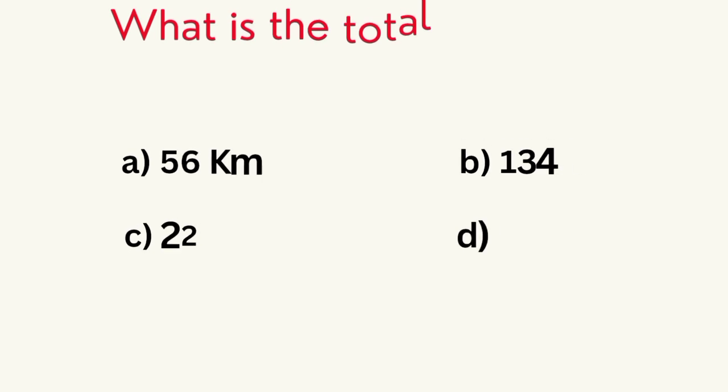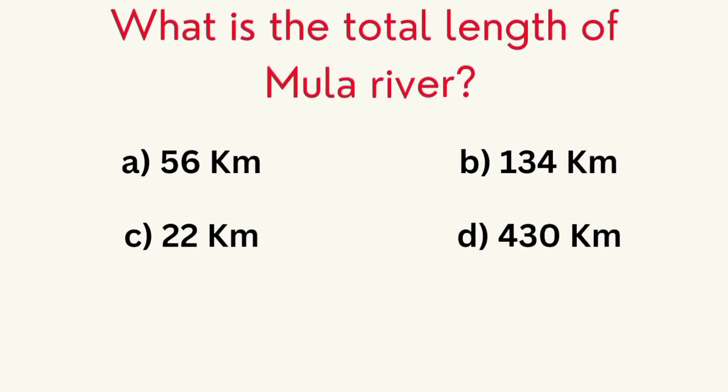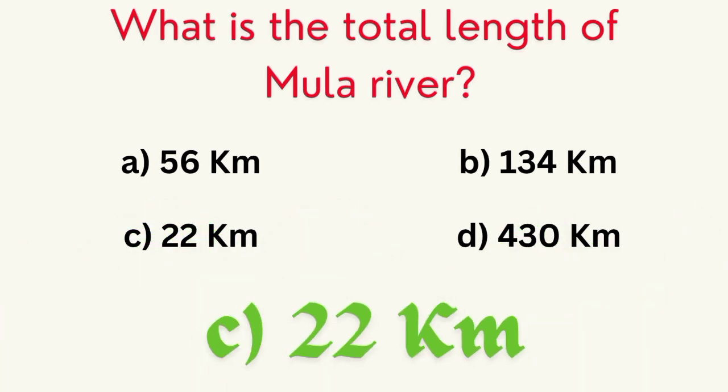What is the total length of Mula River? A. 56 kilometers. B. 134 kilometers. C. 22 kilometers. D. 430 kilometers. Answer is C. 22 kilometers in Balochistan.